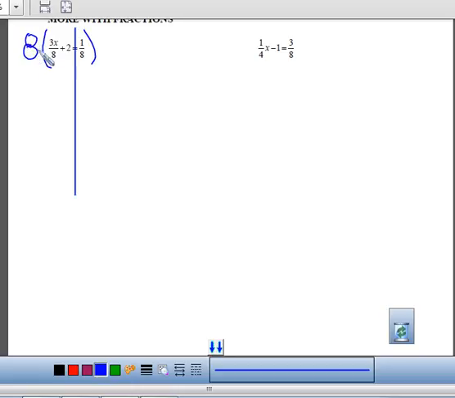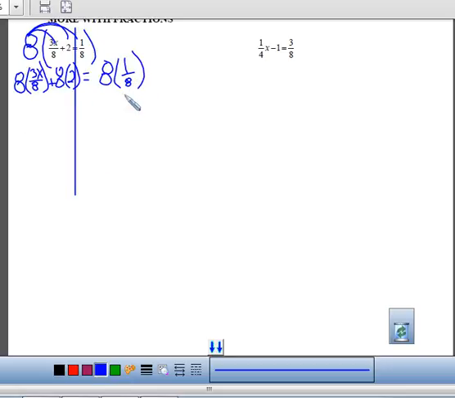So I'm going to multiply everything by 8. Now, here is a new step. We are going to write 8, parentheses, 3x over 8, plus 8, parentheses, 2, equals 8, parentheses, 1 over 8. This is a new step.